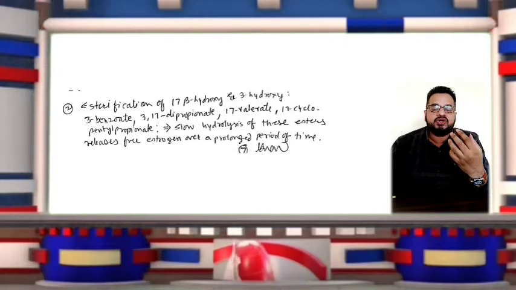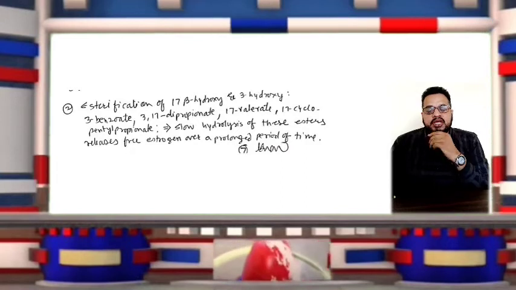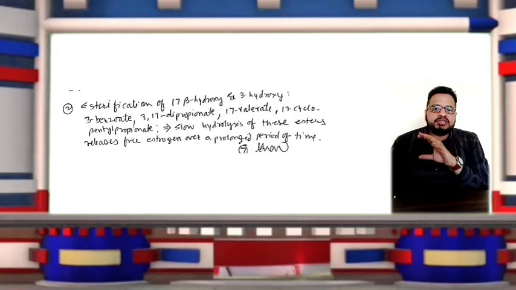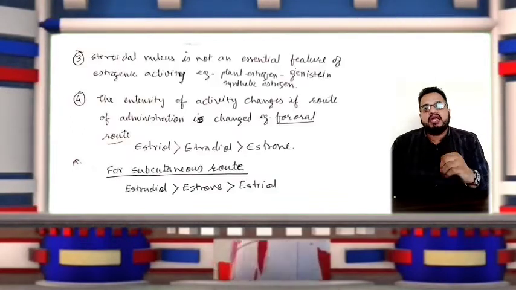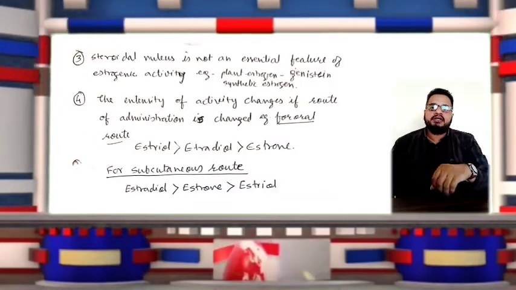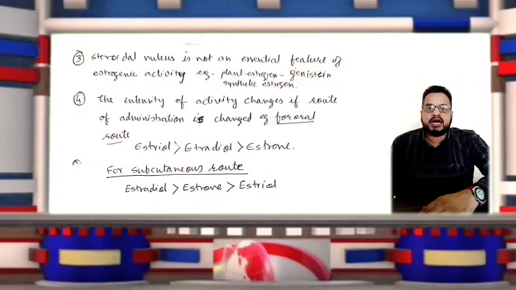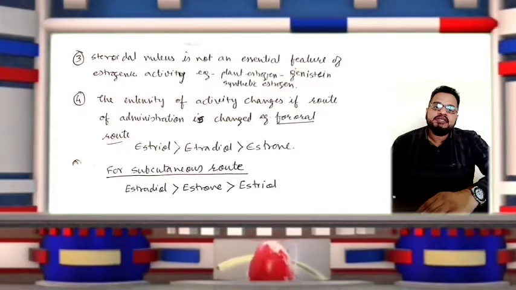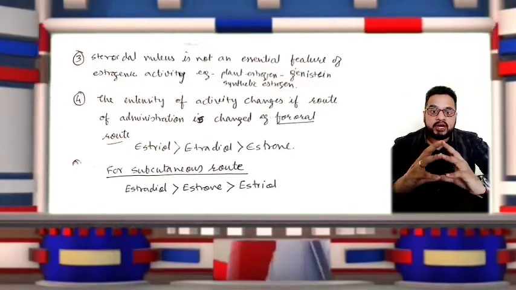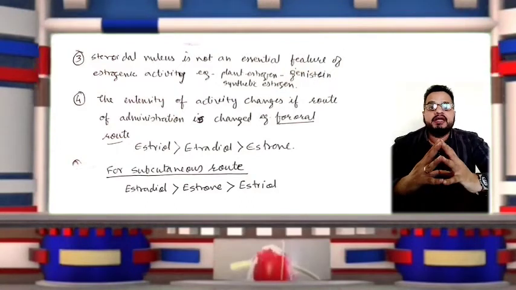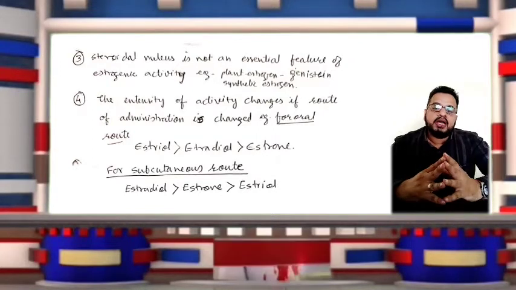Now coming to the intensity of the activity, before that, you have seen in the chemical classification, the steroidal nucleus is not an essential feature for the estrogenic activity. Even in the plant estrogens, genistein is there, or even the synthetic estrogen diethylstilbestrol we have seen. They don't have the basic steroidal ring. So does that mean the steroidal ring is a prerequisite for the estrogenic activity? No, it's not like that.